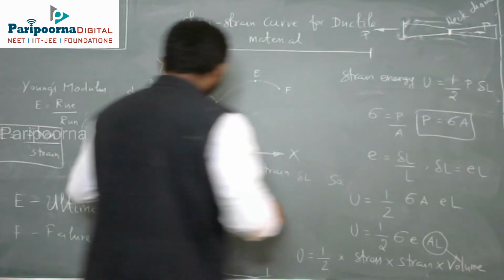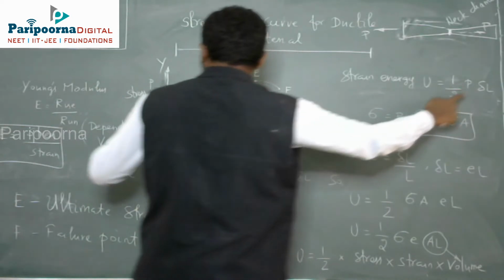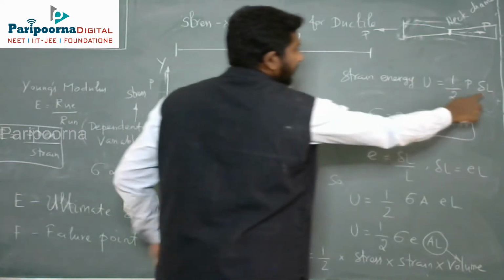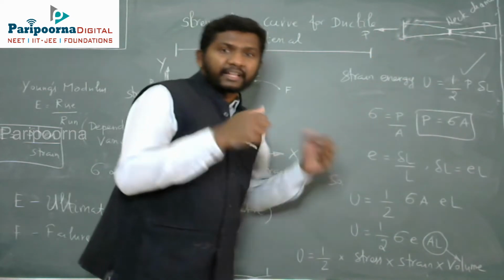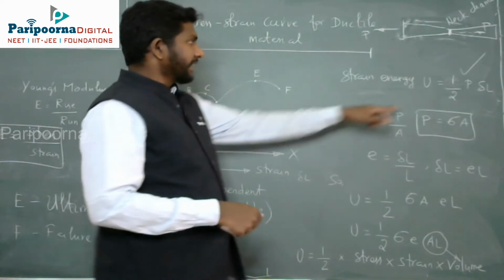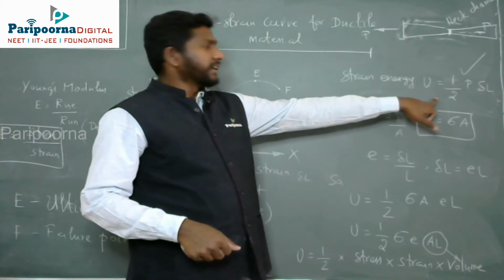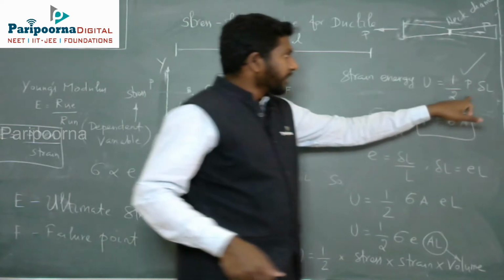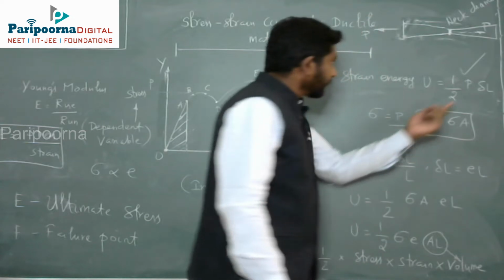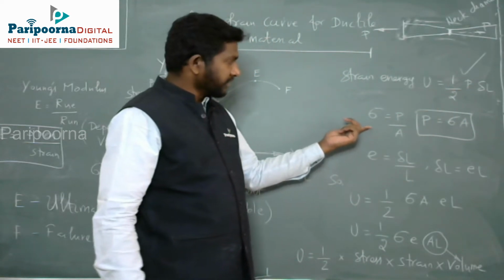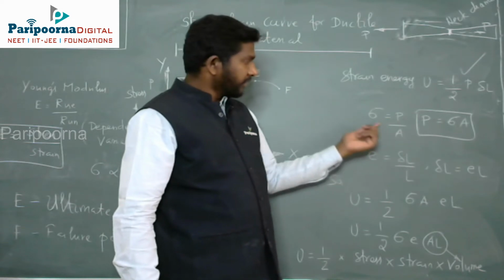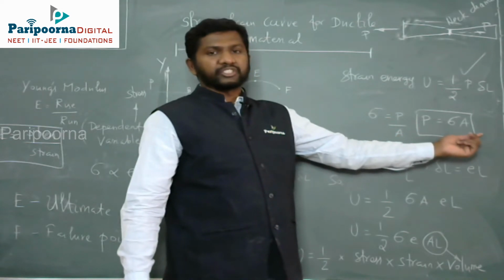The triangle formula is one half P delta L. This is the strain energy. If you apply the load, the energy will be stored in the material. That energy is the strain energy, one by two P delta L. Here, instead of P, you can use this relation. Stress is load over area. From this, load equals stress into area.